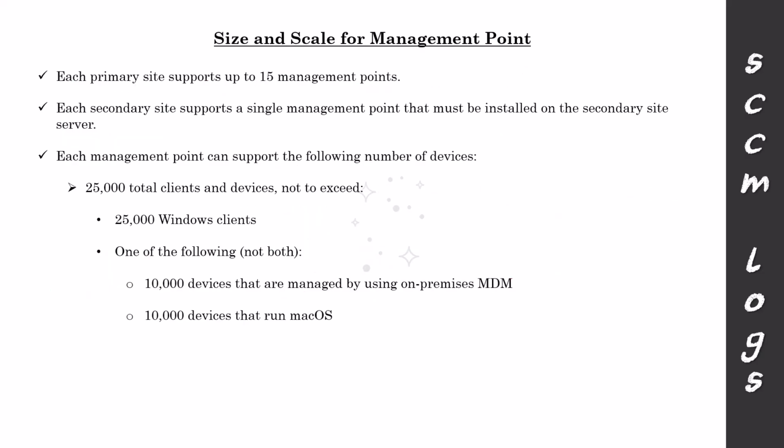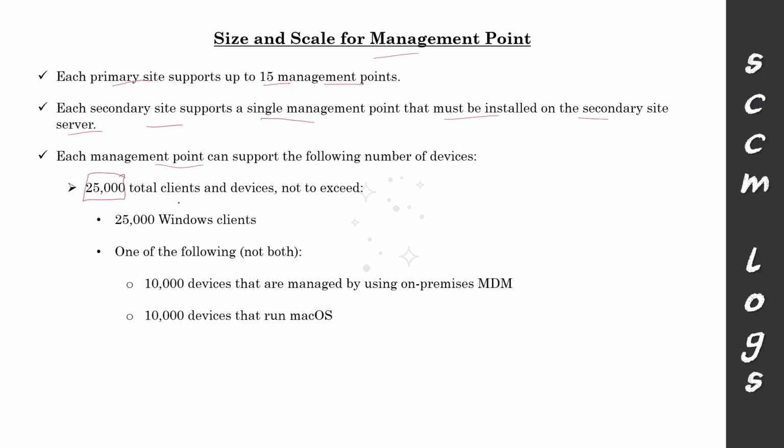Next, the scale and size of the management point. As we mentioned earlier, the primary site can have multiple instances of the management point, right? The primary site can support 15 management points. And the secondary site only has a single management point, and it must be installed on the secondary site server itself.